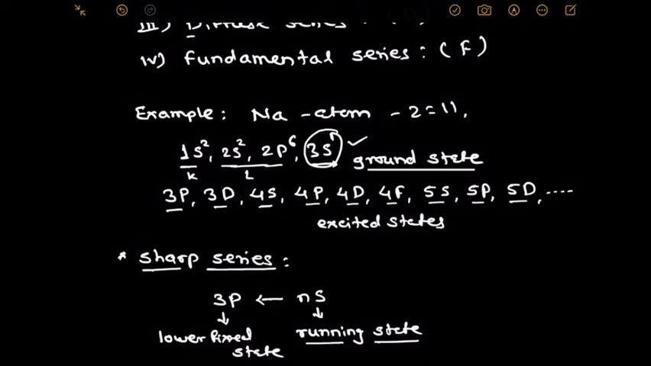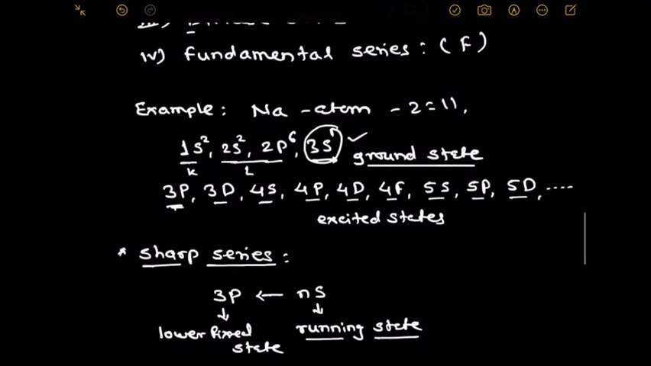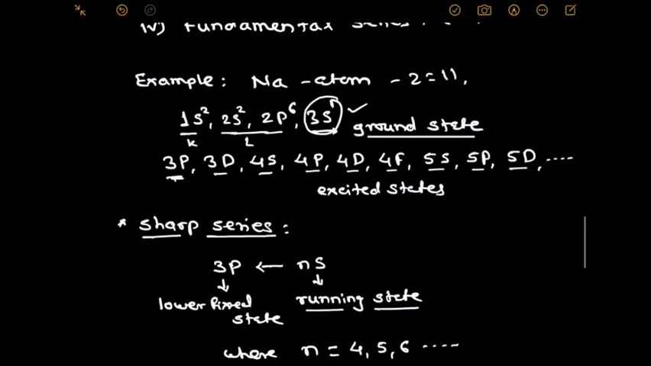That running state is taken from 4S, 5S, 6S, 7S. The electron can transit from this state to a lower state. Which is the lower state? Below 4S, the lower state is 3P. Hence we write 3P as the lower fixed state. We cannot write the lower state as 3D, since 3P is the state nearest to it. Hence n must be greater than or equal to 4, meaning n equals 4, 5, 6 and so on.